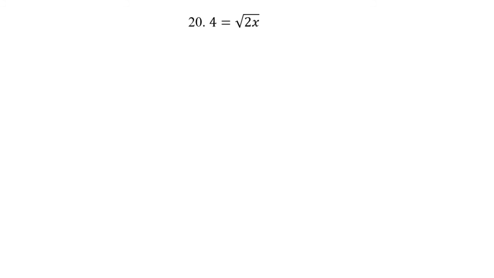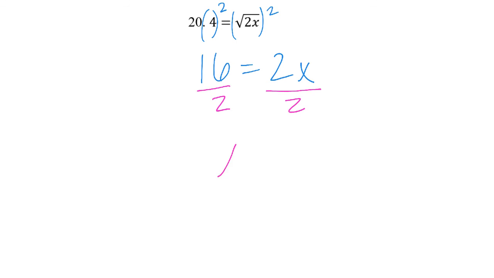This one looks just a little bit funky. It's not any more different than the other ones we've done. It's just that it's kind of written backwards. So you're still going to need to get rid of the radical by squaring both sides. So 4 squared is 16 equals 2x. Still divide by 2 on both sides. X equals 8. Don't let it fool you just because the x is on the wrong side.